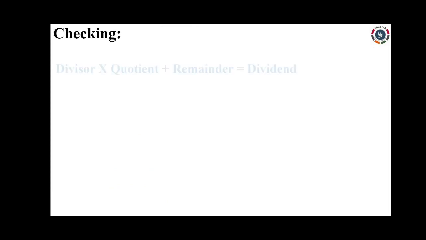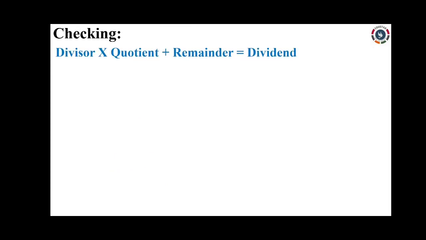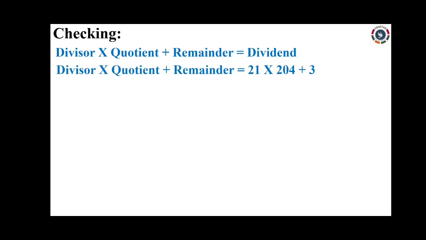Let us check whether the quotient and the remainder we got are right or wrong using the division algorithm. Divisor into quotient plus remainder is equal to dividend. Divisor is 21. Quotient we got is 204. 21 into 204 is equal to 4284, plus 3, the remainder. The dividend we got is 4287.